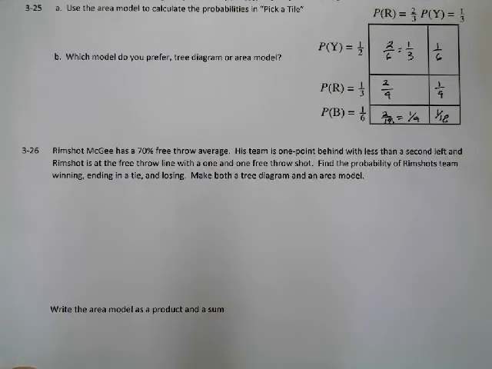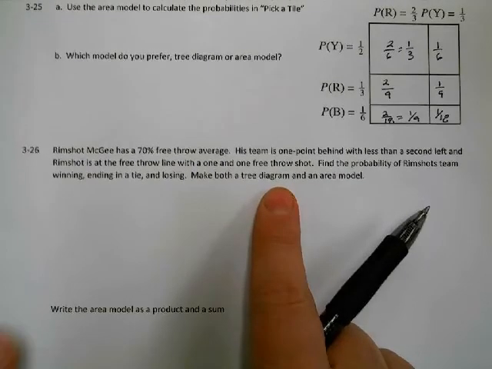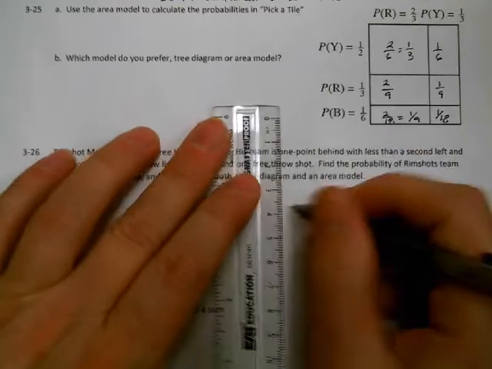We're not going to make a tree diagram for this one because I don't think it fits. This one, you have just two outcomes, two events. First shot, second shot. So I'm going to do an area model instead because I think it displays the data better.